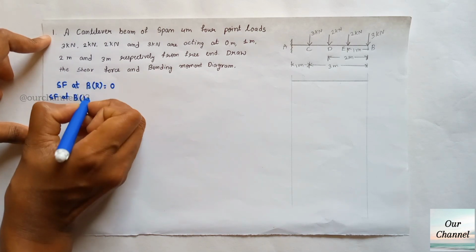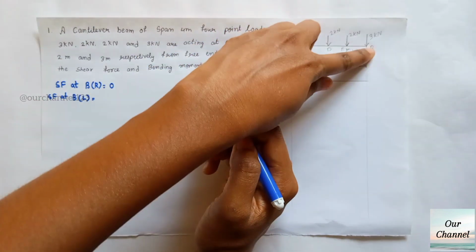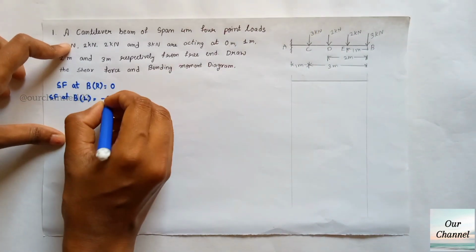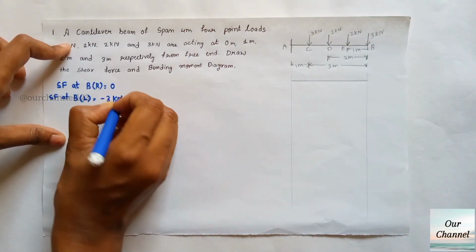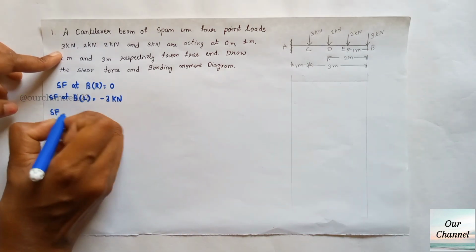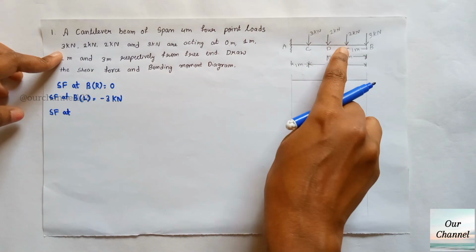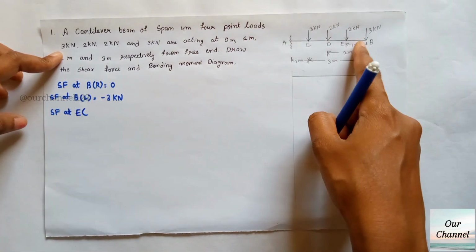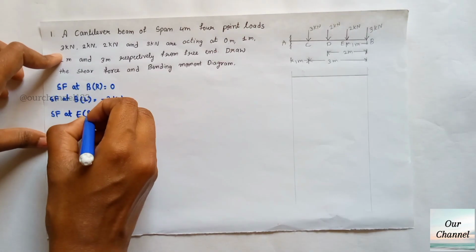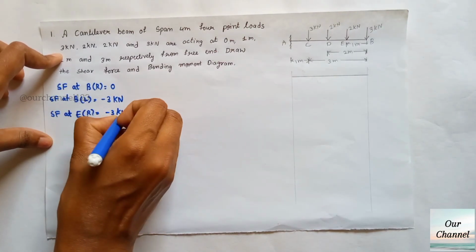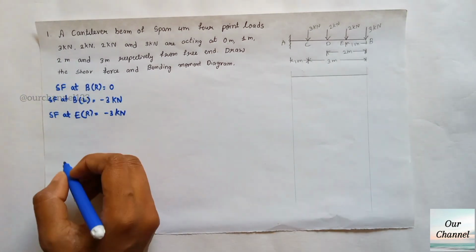Now consider the left side of point B. When we see from the left side, we can see there is a point load 3 kilonewton towards down. So it is minus 3 kilonewton. If the load is upwards, it will become plus. But it is downward, so it is minus. Now consider the E right side. From the right of E, only one point load is there, that is 3 kilonewton. So answer is minus 3 kilonewton.